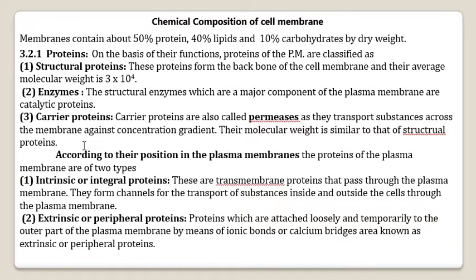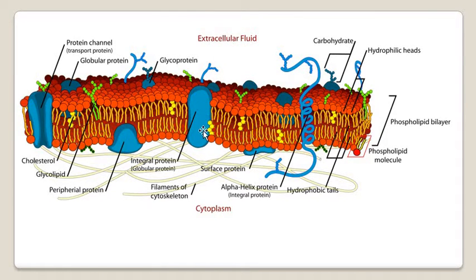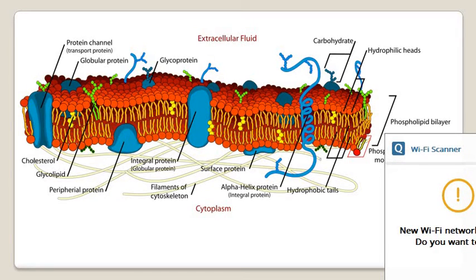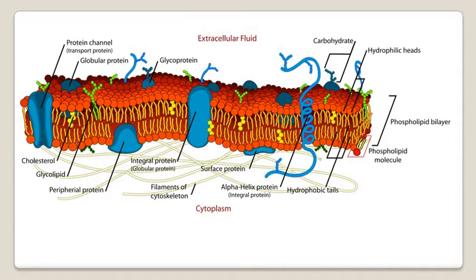Now the carrier proteins. Some proteins act as a carrier. A carrier is nothing but a molecule which permits the entry of a specific molecule across the membrane. So carrier proteins are also called permeases, as they transport substances across the membrane against a concentration gradient. Suppose this is a globular protein embedded in the plasma membrane. It helps in carrying the molecule across the plasma membrane like this. So it is also called a carrier protein, right?